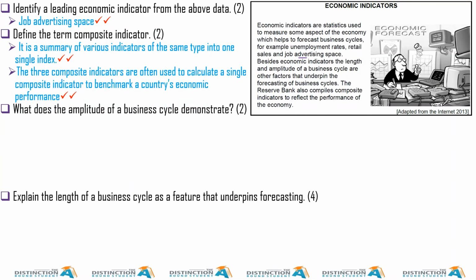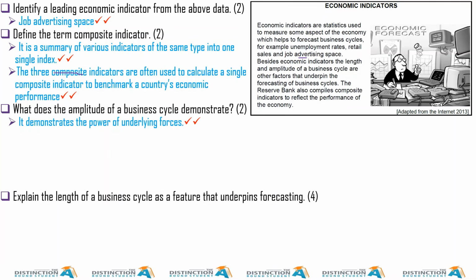I've done it already. It is a summary of various indicators of the same type into one single index. So the three indicators, leading, lagging, coincident, are often used to calculate a single composite indicator. Yes, like that. Then what does the amplitude of the business cycle demonstrate? Okay, it measures the intensity of a business cycle.